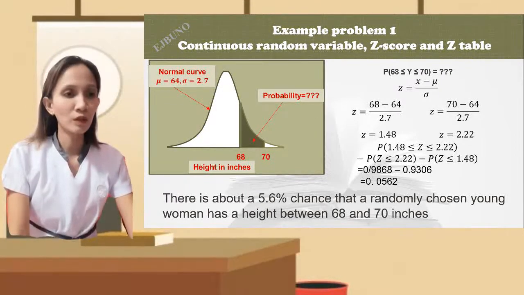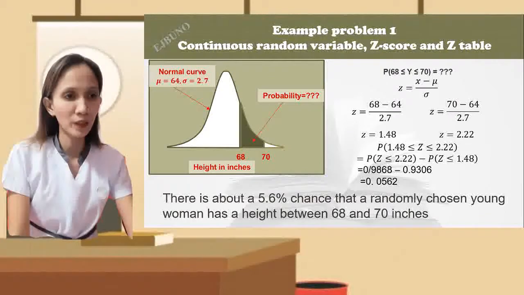Look at this table where you can see the values in between 68 and 70. The height is in inches, and this is the normal curve. You will see the normal curve.